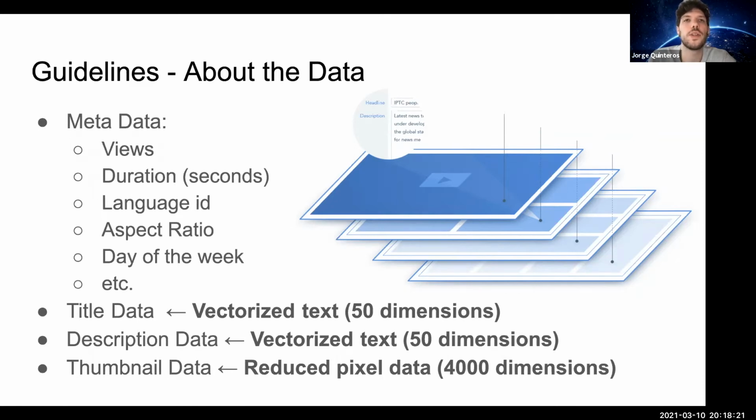We also have the title of the video, which was vectorized to 50 dimensions. So what does this mean? It means that each title text was converted to a vector of 50 numbers. The same thing was done for the description data. And finally, we have our thumbnail data, which was processed by taking all pixels and then applying some methods to reduce the file size to 4,000 dimensions.